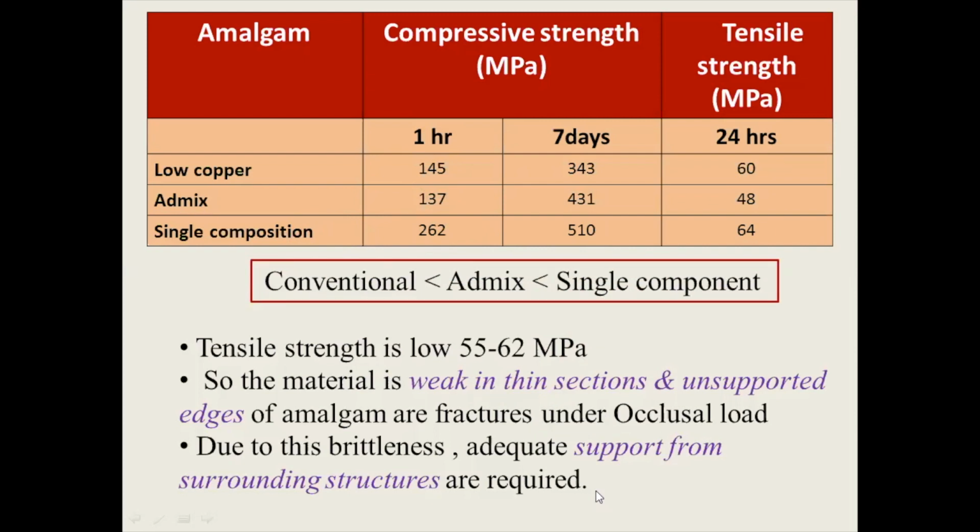In case of class 1, yes, the cavity is surrounded by the whole tooth, but in case of class 2 or class 1 compound, you will have to take support of the matrix bands so that they support the restoration, and after the setting of the amalgam, you remove the bands. So this is very, very important, to take support from the surrounding structures.